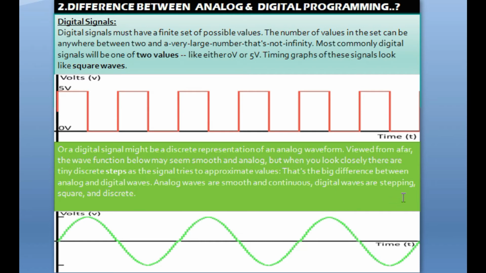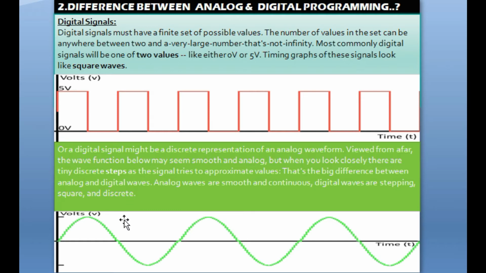Digital waves are stepping. There are two steps here, 0 or 5. And it is a square wave. The digital wave is also called the square wave, and it is discrete.